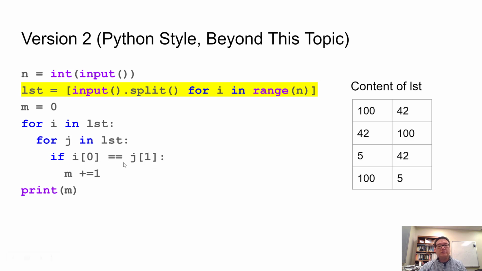So team i hosting team j, even when i and j are the same, then i[0] cannot equal i[1]. Therefore, it is fine. We don't have to do this only when i does not equal j. So that's it for this problem.